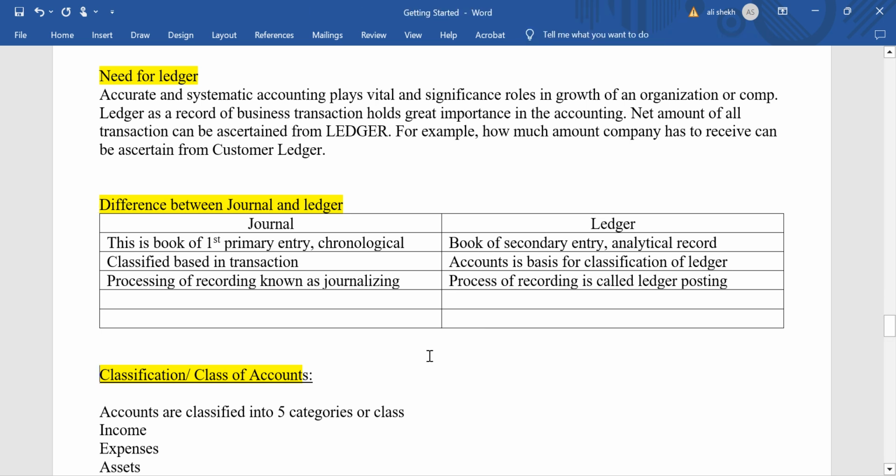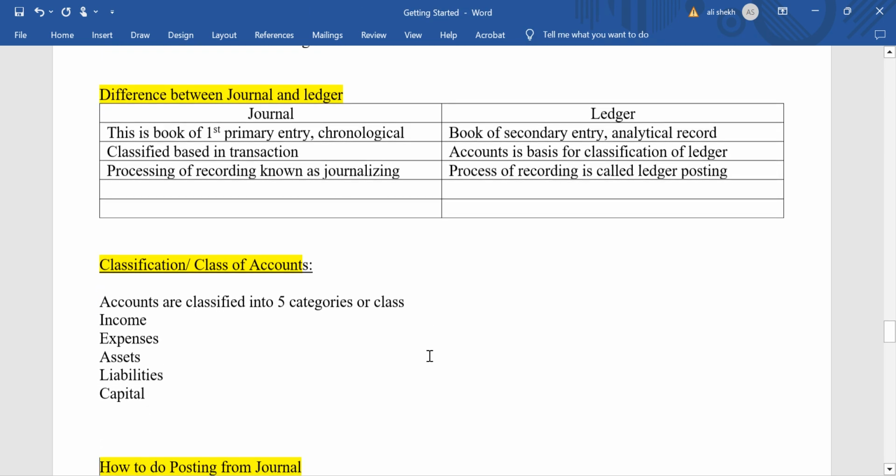Okay, next question. Class of accounts or classification of accounts. What is class of accounts? The accounts are classified into 5 categories or 5 classes, namely income, expense, assets, liability, capital.